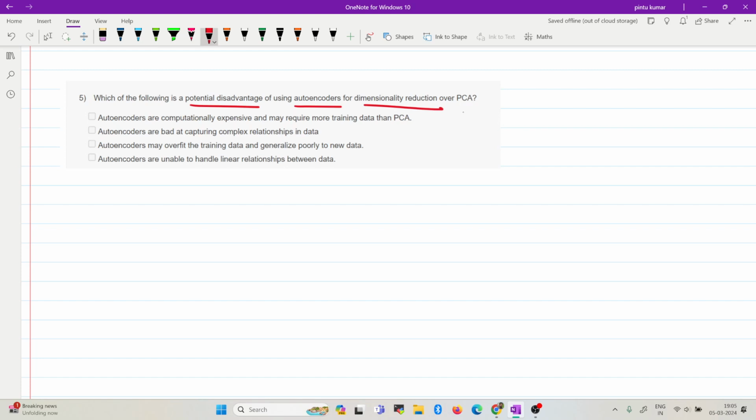Okay, let's see what options are here. So first option says autoencoders are computationally expensive and may require more training data than PCA. This is definitely correct. We discussed it in the last option.